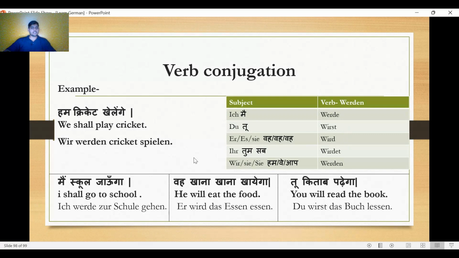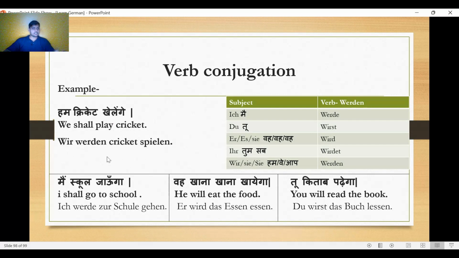So let's try to make some sentences so that we can easily understand the concept. The first one is हम cricket खेलेंगे. In English, we make it, we shall play cricket. But in German, wir werden Cricket spielen.